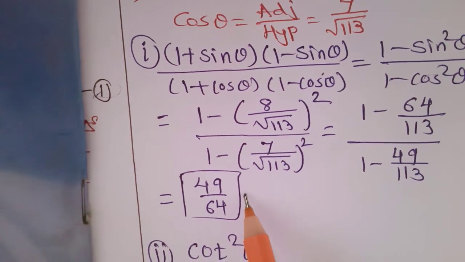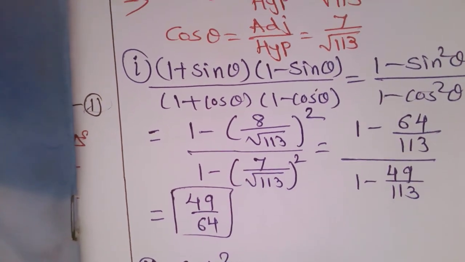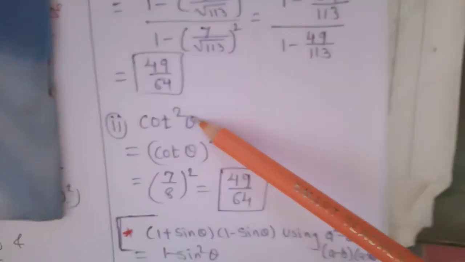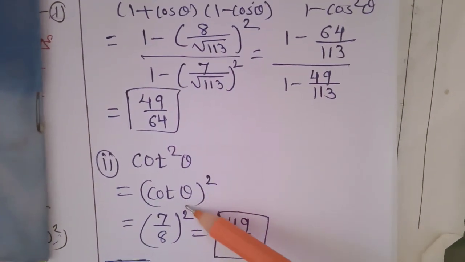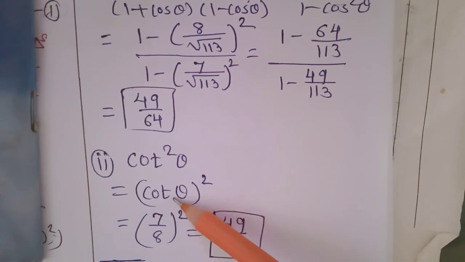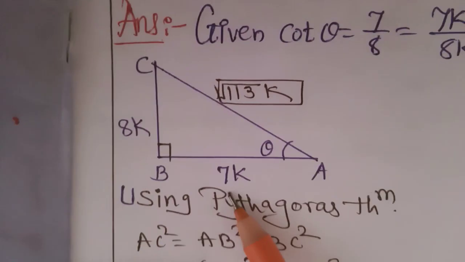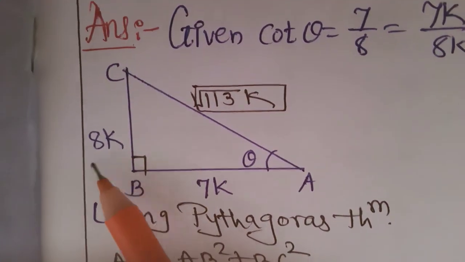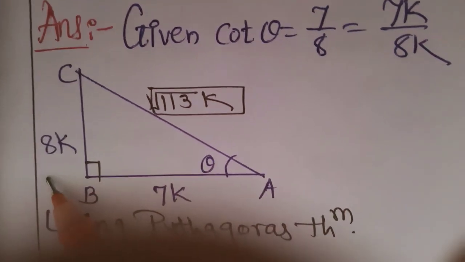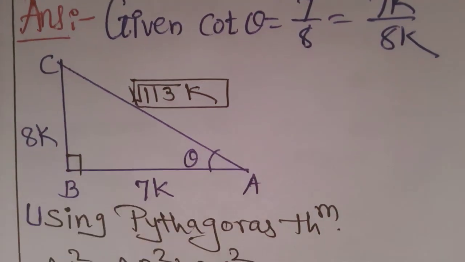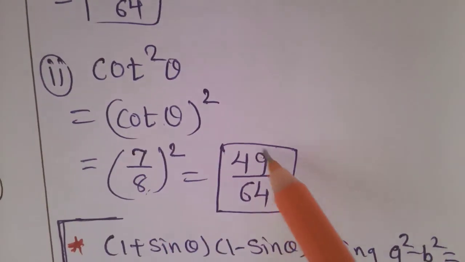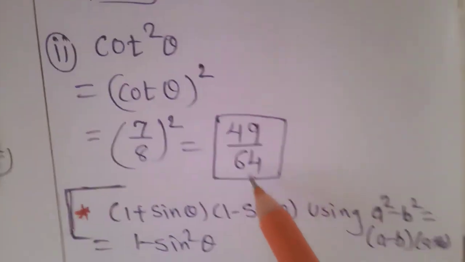Putting brackets around the answer is a very good habit. Keep it from the start. And the second is cot square theta. Cot square theta means cot theta in bracket square. What is the value of cot theta? Find it and take the square of it. Now cot theta, see the diagram. Cot theta is adjacent upon opposite side, then it will be 7K upon 8K. K gets cancelled, therefore it is 7 upon 8. That's why I write cot theta is equal to (7 upon 8) square. 7 square is 49, 8 square is 64. In this way, question number 7 is over.